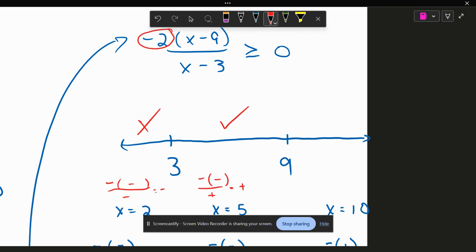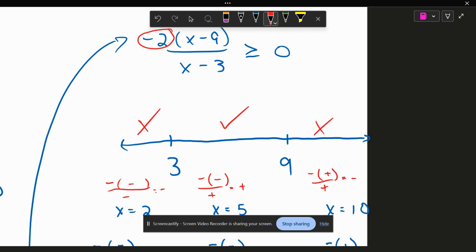And lastly, 10. X is equal to 10. If I plug that in, that first part, that negative 2, that stays. That's negative. 10 minus 9 is positive. And then 10 minus 3 is also positive. So that would not work because that gives me a negative solution. And anytime you have a negative, it's not going to be greater than 0.